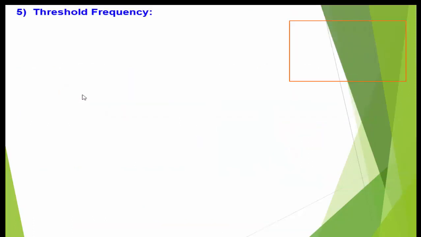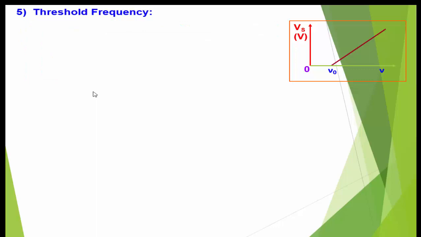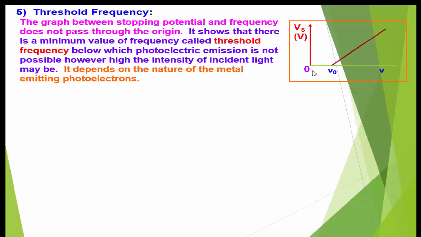Then the next concept is threshold frequency. Threshold frequency, work function, stopping potential: already you have studied all these definitions in your theory classes, but the important definition here is threshold frequency. Threshold frequency is the minimum frequency below which no photoelectric emission takes place.